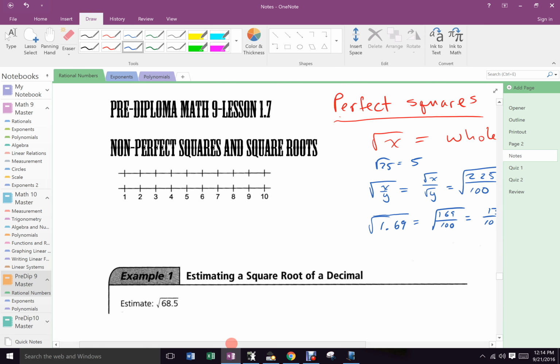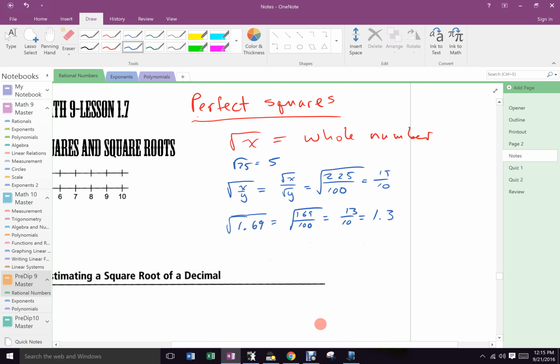Okay. Perfect squares are all rational numbers. Meaning, when you take a square root, the answer is also rational. So it is either a whole number, a fraction, or a decimal that repeats or ends. Cool?